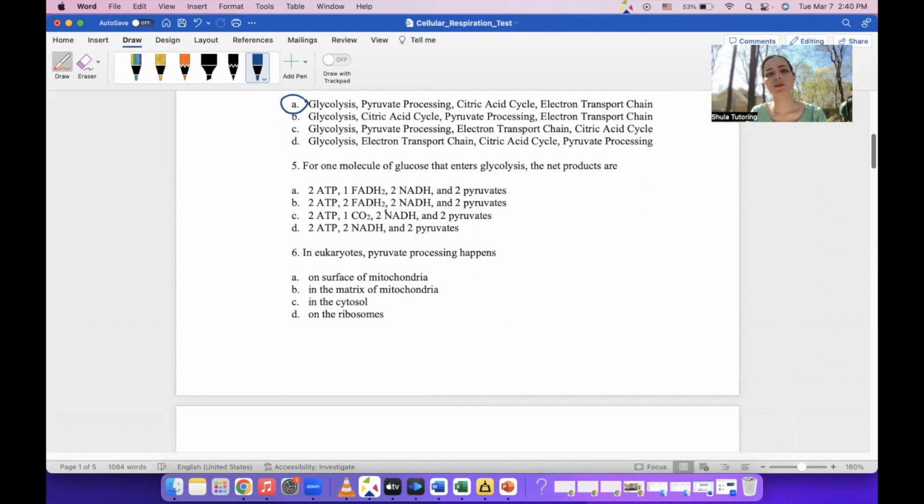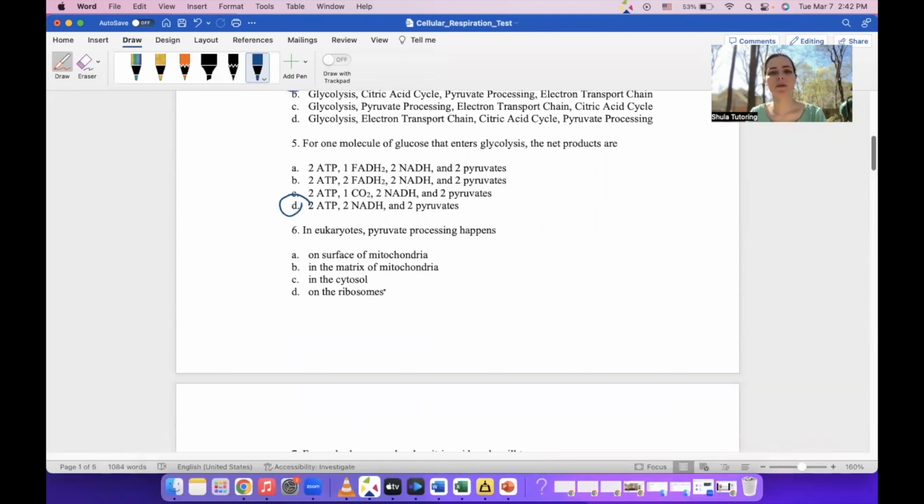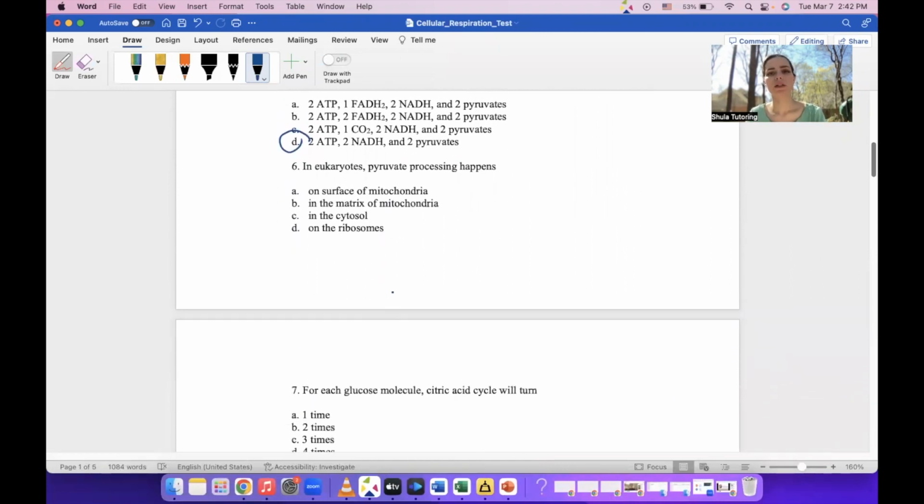For 1 molecule of glucose that enters glycolysis, the net products are choice D: 2 ATP, 2 NADH, 2 pyruvate. I don't think your teacher will ever expect you to know the exact numbers of each type of molecule that will result from glycolysis. But what this question is checking is your knowledge that, first of all, no FADH2 will come from glycolysis, right? It comes from the citric acid cycle. And CO2 is also not released as a result of glycolysis, right? So ATP, NADH, and pyruvate, that's all that comes from glycolysis.